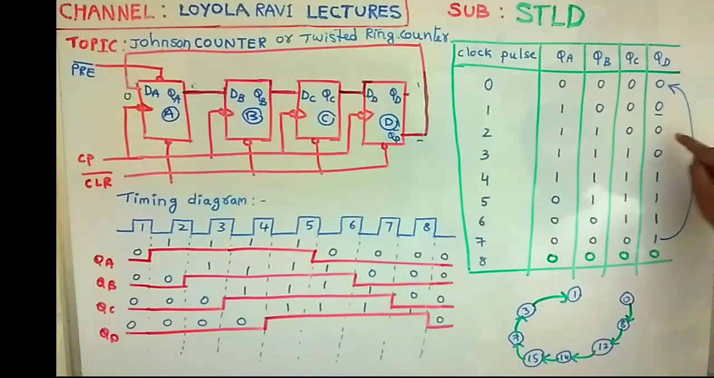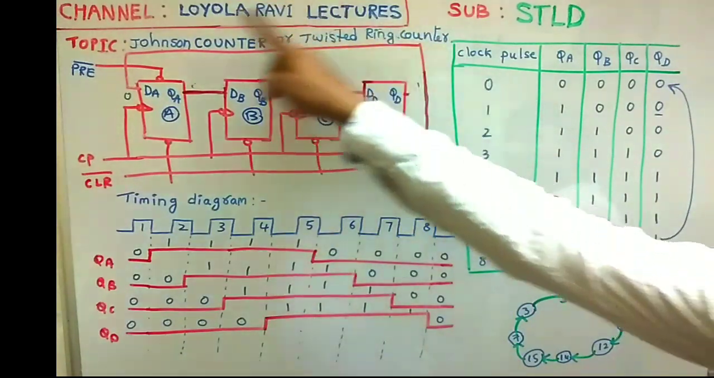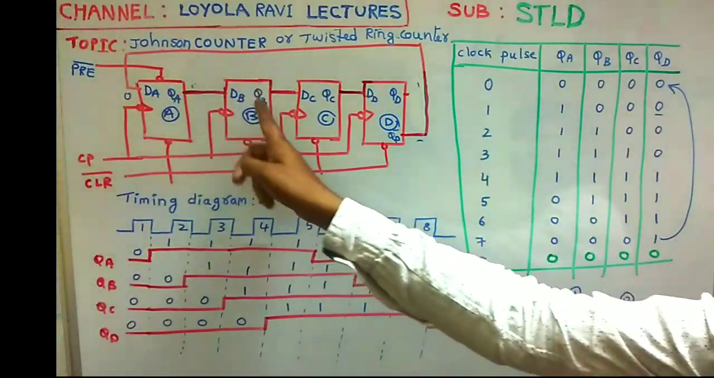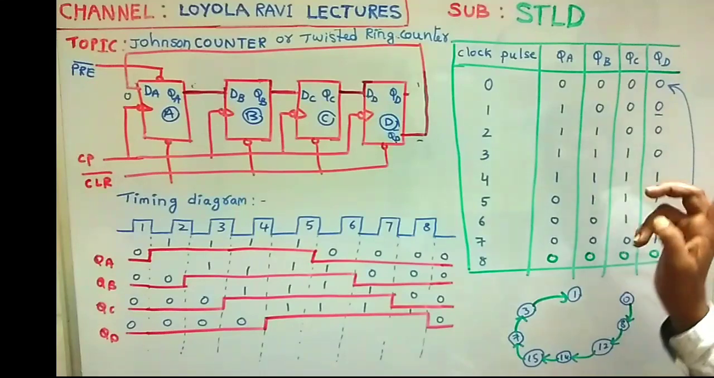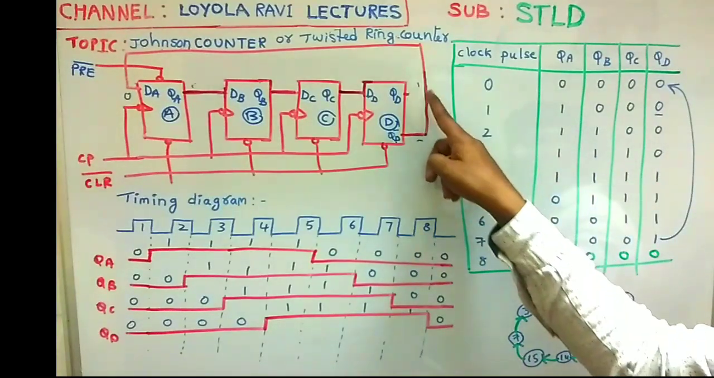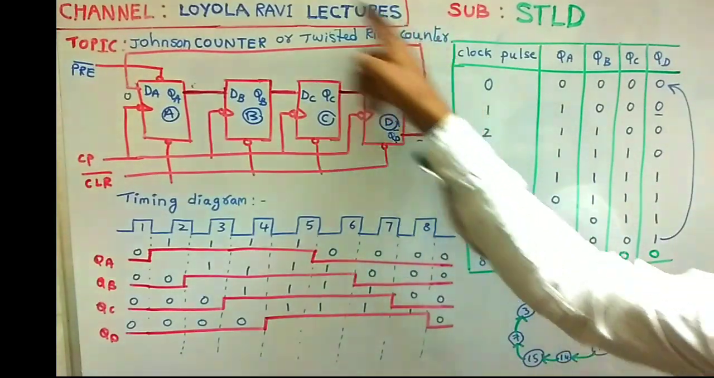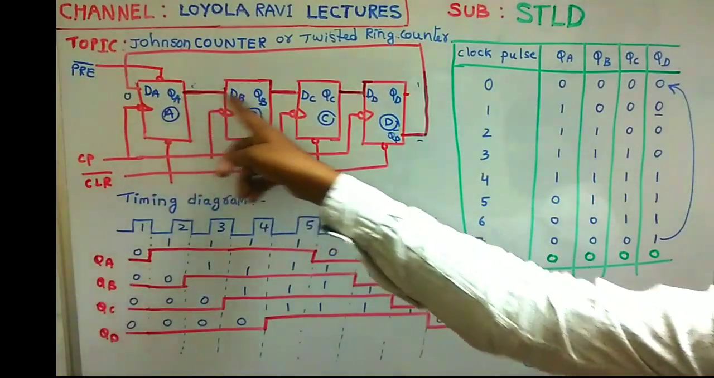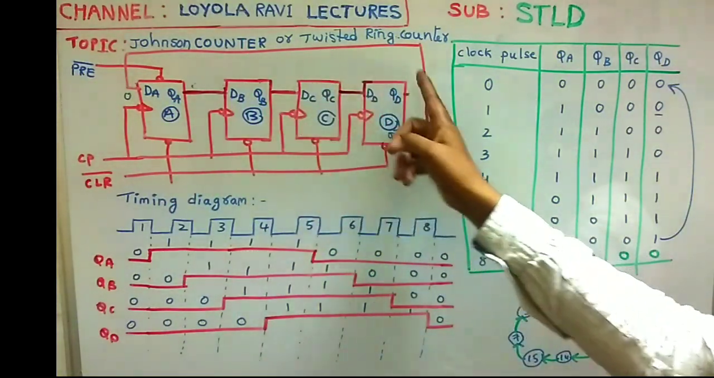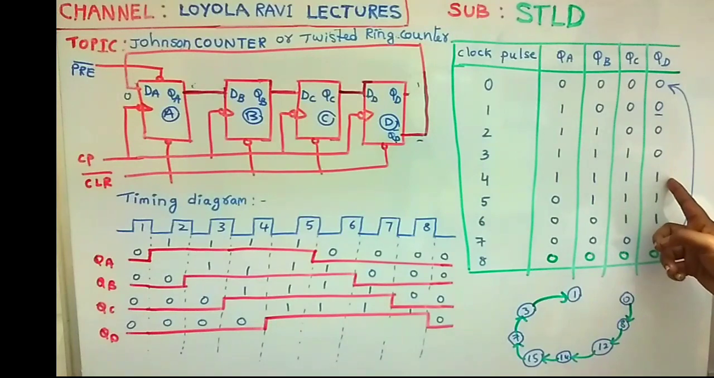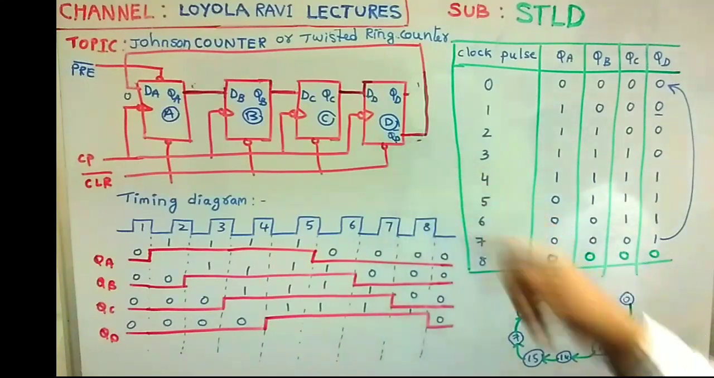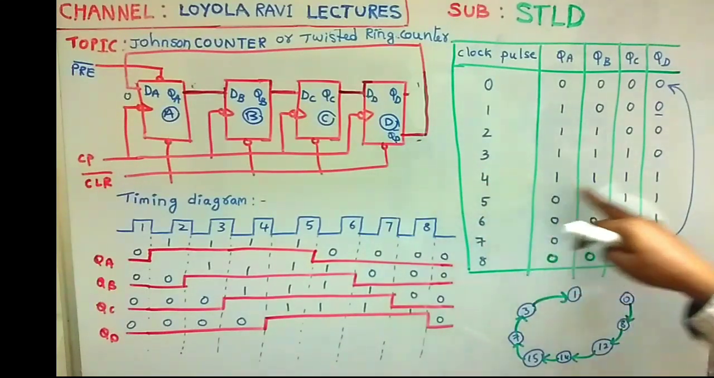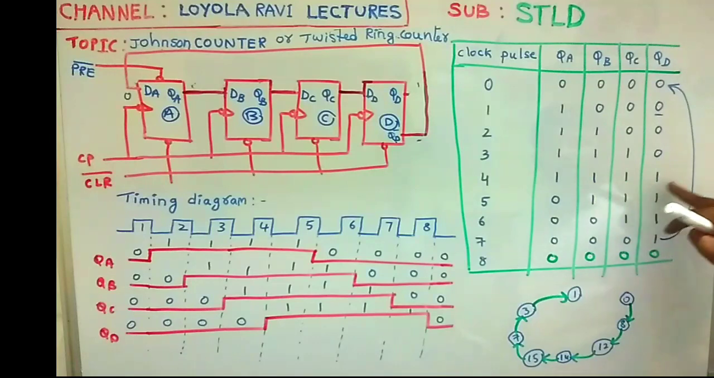Then again QD 0, QD bar becomes 1. Then QA 1, QB 1, QC 1. Three ones we will get. Then next QD 0. QD 0 means QD bar is 1. Again 1 comes here. Then all are ones: QA, QB, QC, QD. Now what about QD? QD is 1 means what about QD bar? 0 here. In this fourth clock pulse, all are ones.